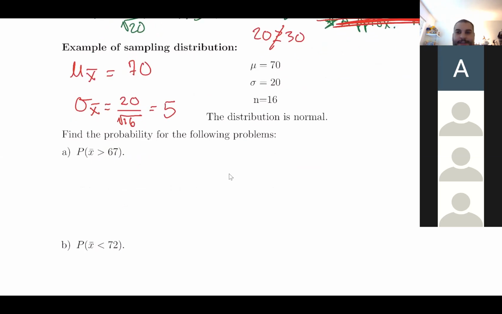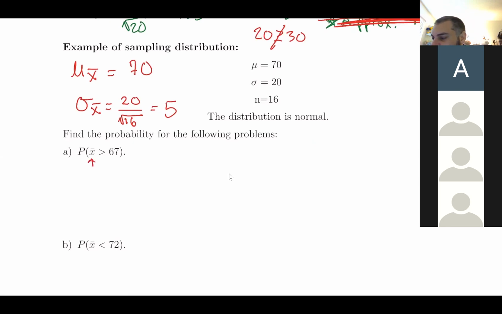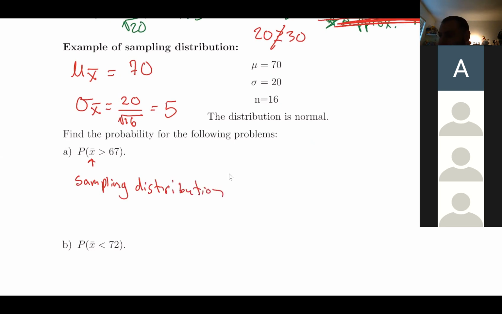All right. So let's go ahead and find this probability. If you look at this one, it says find the probability x bar is greater than 67. So this x bar right here tells me we're doing a sampling distribution. If you kind of remember, before it was a probability that x is greater than 67. But since they're saying x bar, that tells me it's a sampling distribution. All right. So we're going to go ahead and find this probability.